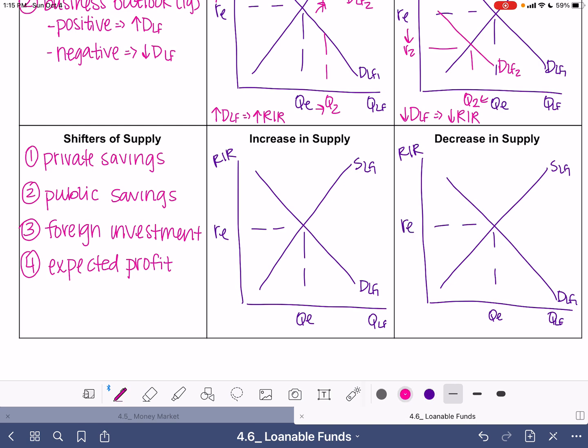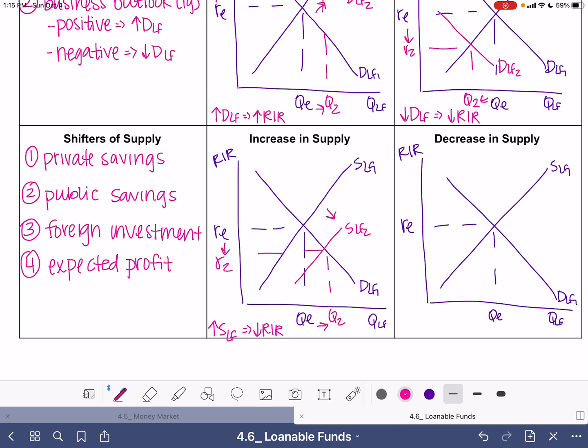So we'll start with an increase in the supply. That's going to go to the right. So we have SLF2, Q2, and R2. So when we increase the supply of loanable funds, we are decreasing the real interest rate.